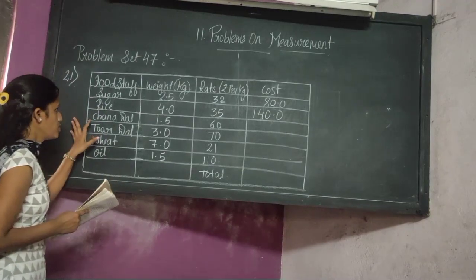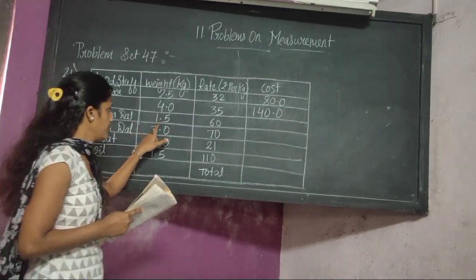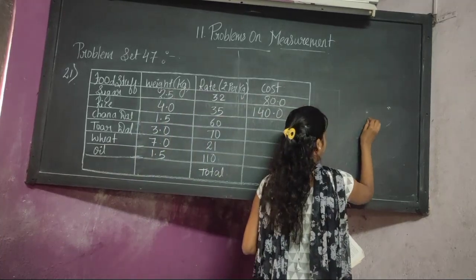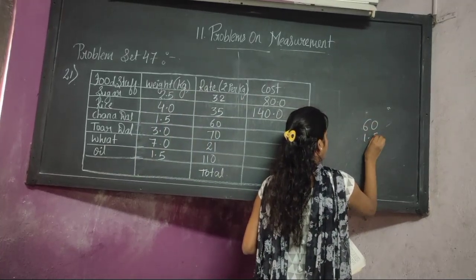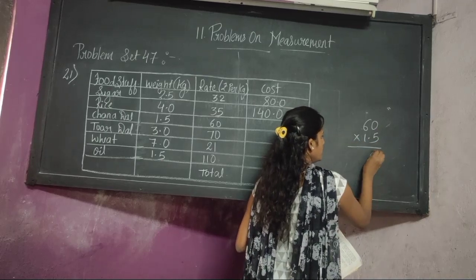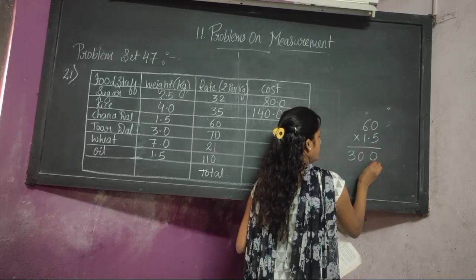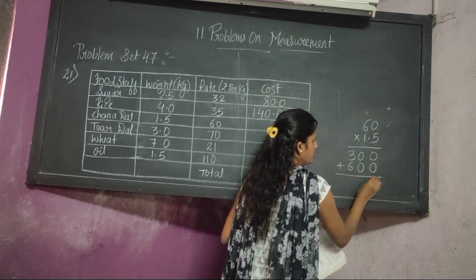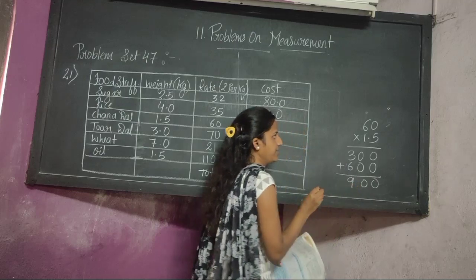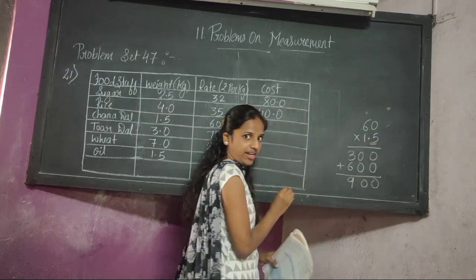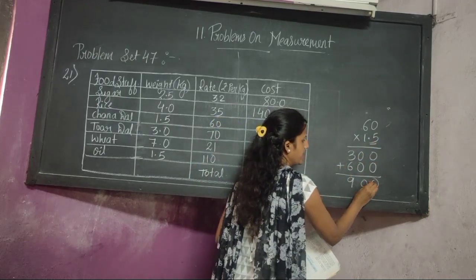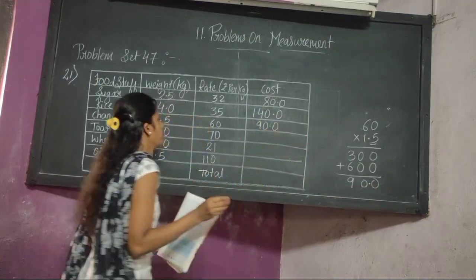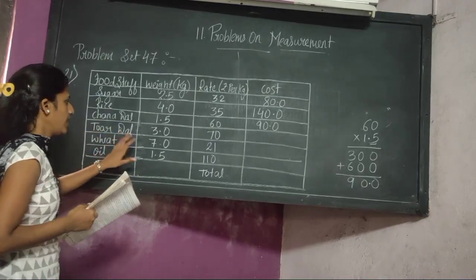Find out the cost of chana dal. The weight of chana dal is 1.5. The cost is given for per kg. Let's find out for 1.5. Your 60 will multiply by 1.5. 5 zeros are 0. 5 6 are 30. 1 zeros are 0. 1 6 are 6. Now let's do addition. This will be 900. But here after decimal point we have 1 digit. Before 1 digit we will take a decimal point. The answer will be 90.0. Now let's do for tur dal.